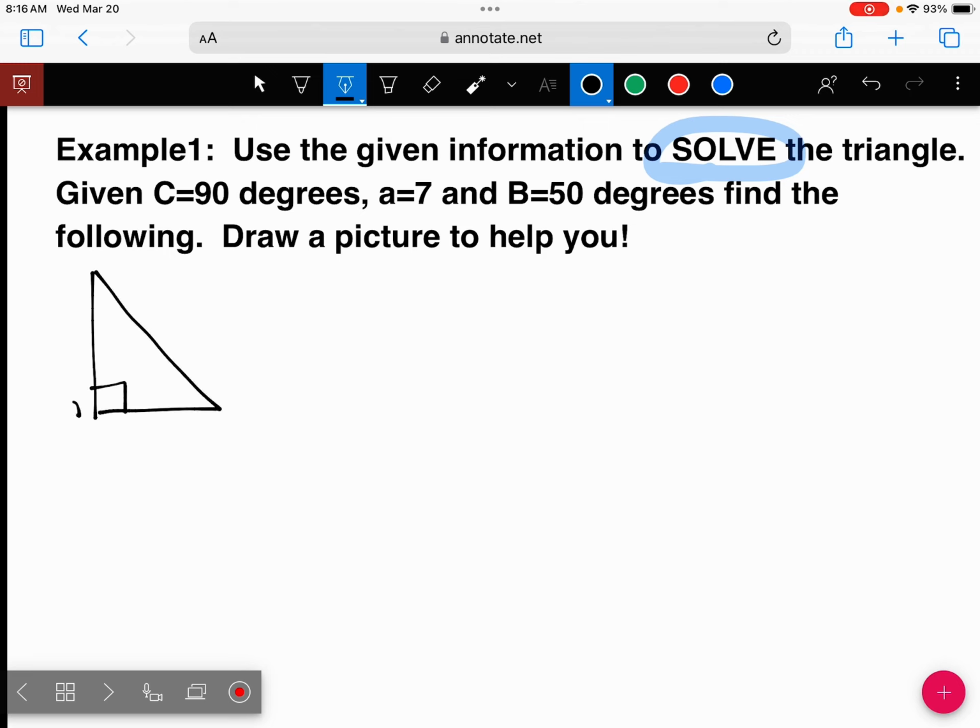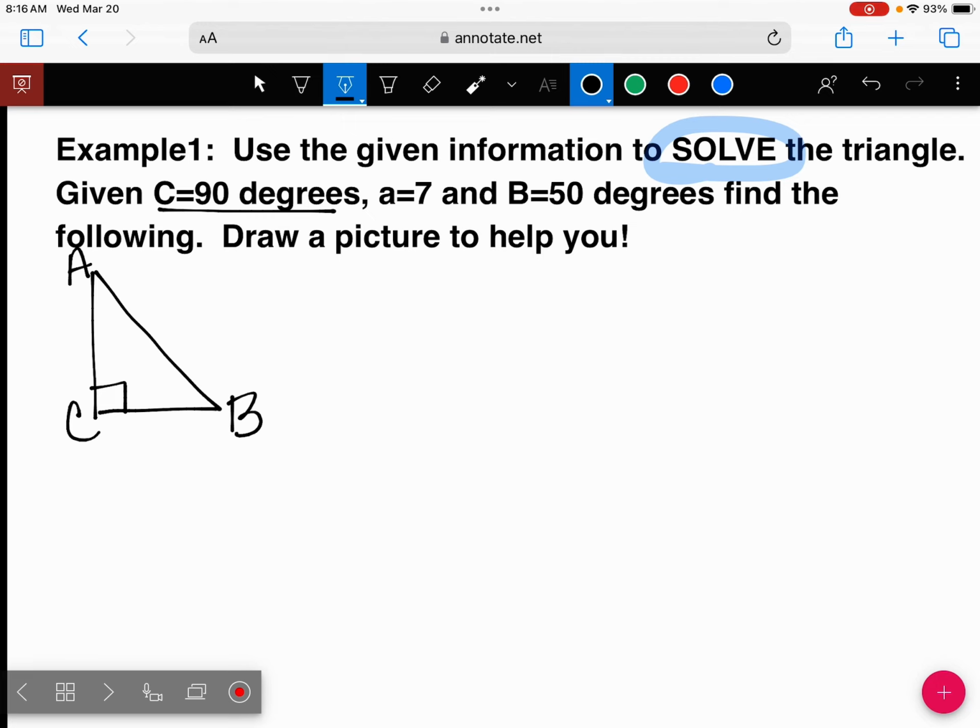It told me that angle C is 90. So I have to put C there. And then I'm going to put A at the top, B at the bottom. You can always flip A and B. I always put whatever comes first in the alphabet at the top. That's just how I do it.